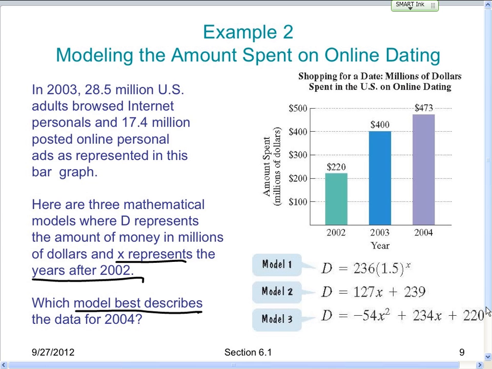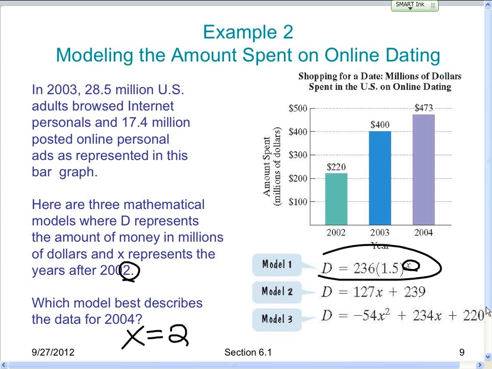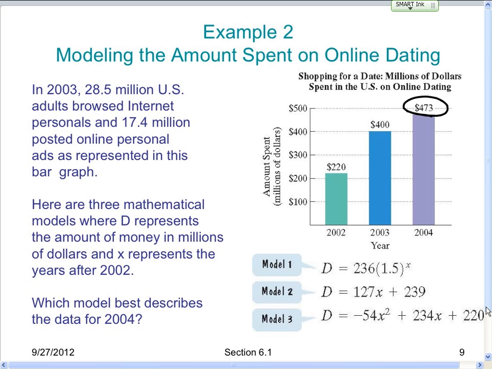Which model best describes the data for 2004? Well, in 2004, you need to know what x is. How many years has it been since 2002? It's been 2 years. So what you're going to do, you're going to plug in 2 to see if this equation fits the information here. Okay?